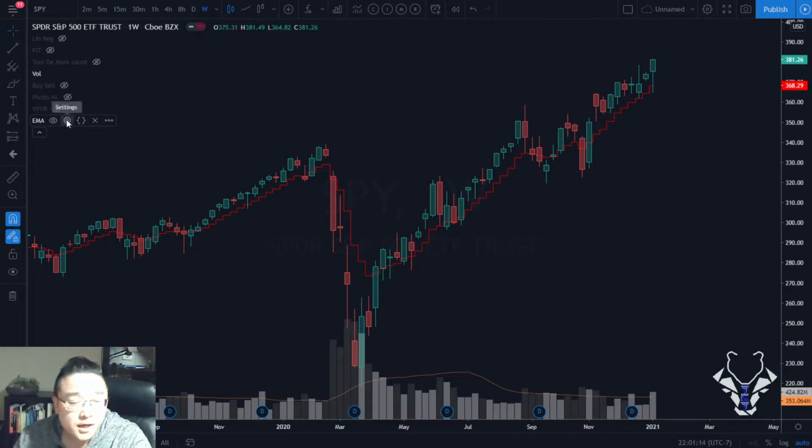So the EMA is the second indicator that you want to make sure you have up, whether it's 8 or 20, whichever one suits you. These two, I would say, are the most crucial indicators.